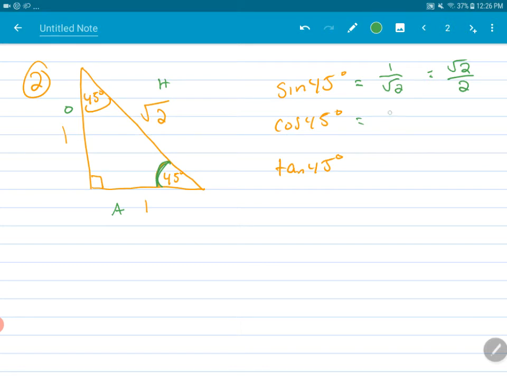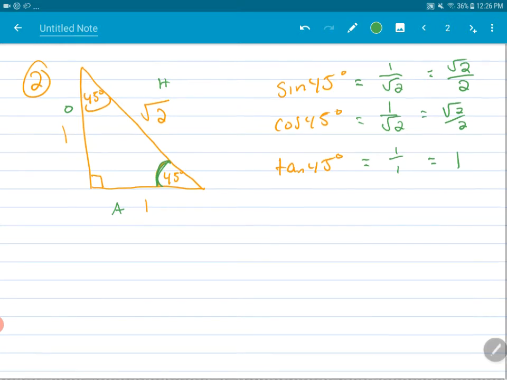Cos of 45 degrees, same thing with adjacent over hypotenuse. And tan 45 is opposite over adjacent, 1 over 1, which is just 1. So now we have 2 special triangles to remember and 3 sets of primary trig ratios that you can work out.